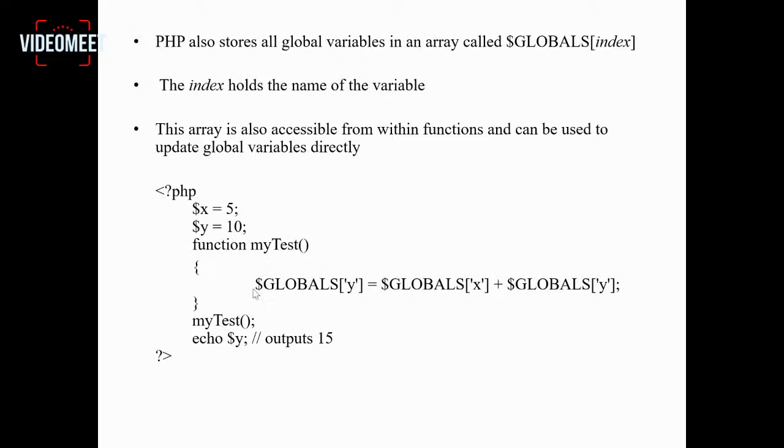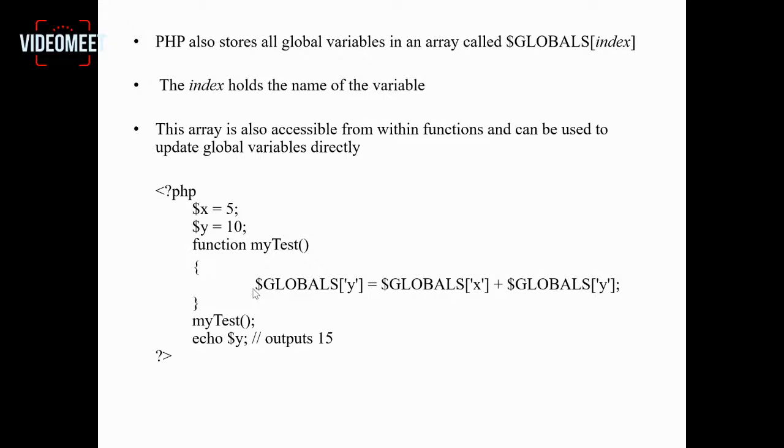So this $GLOBALS array is a superglobal array. What is the difference between global and superglobal? Global means the variable will be visible only inside the program in which you have written. But when you say superglobal, the superglobals will be accessible in multiple web pages of a single folder.